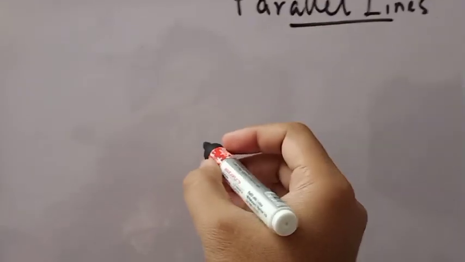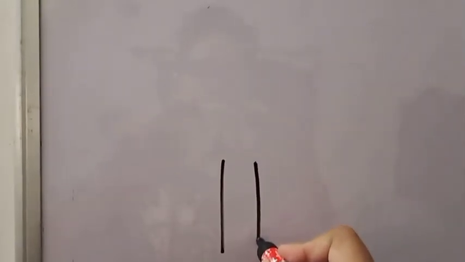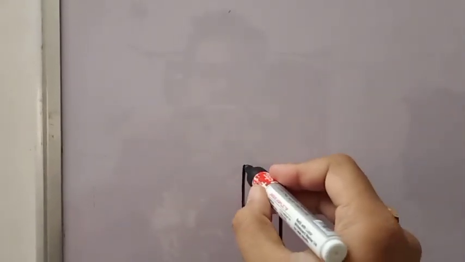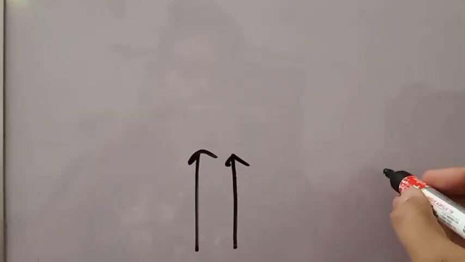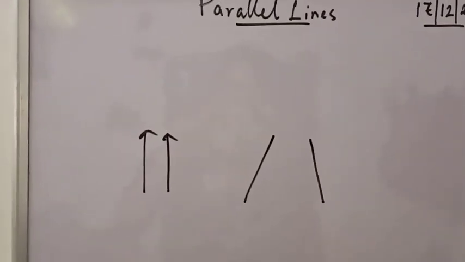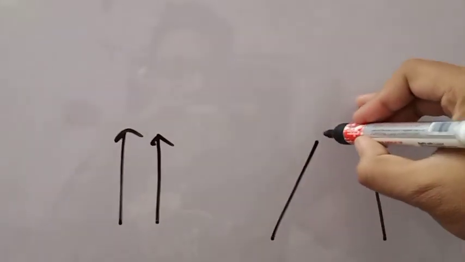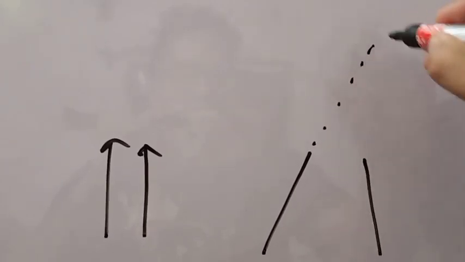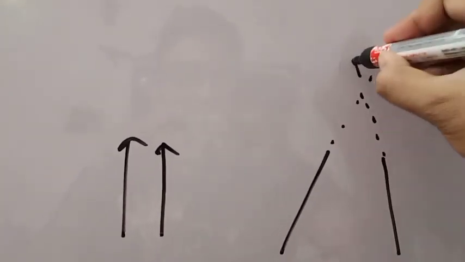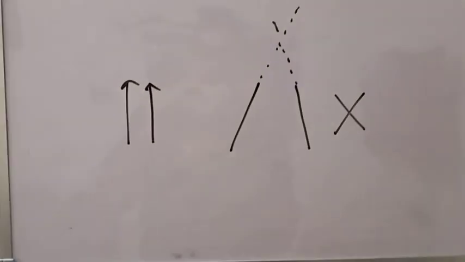See that these two lines are there. Similarly, I am drawing here these two lines. Now, which one is parallel lines? This one or this one? If we extend it, see that this will intersect each other. That means this is not a parallel line.